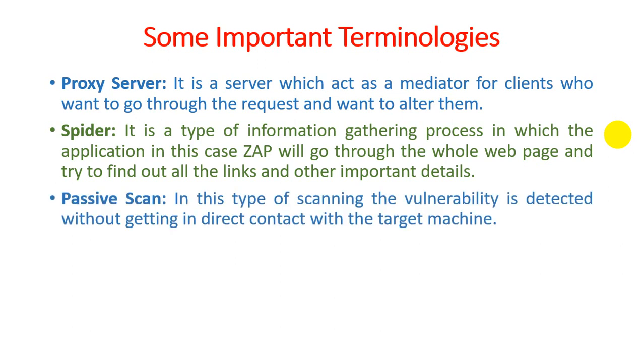Then a passive scan, we know very well, is the type of scanning where the vulnerability is detected without getting in direct contact with the targeted machine. So it is really important to identify a passive attack, which is a function provided by ZAP.